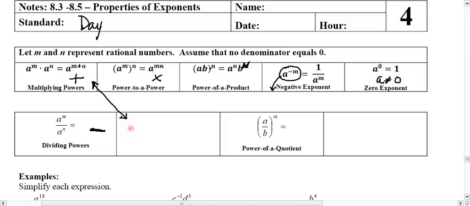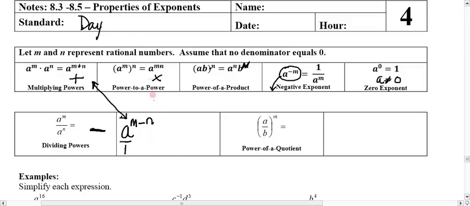So what we're going to do is take a like base, a, and if we want it to end up in the numerator, and I'm just going to put a 1 here to show that it's in the numerator. We would normally not write that. We're going to subtract the exponent in the numerator, so m, and you subtract the exponent of the denominator. Again, order matters.